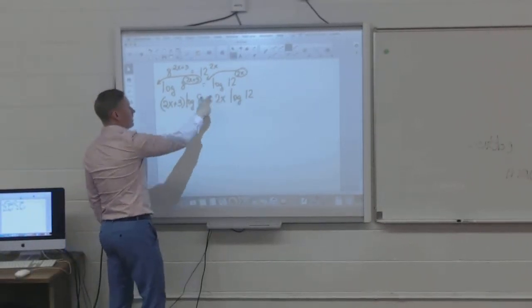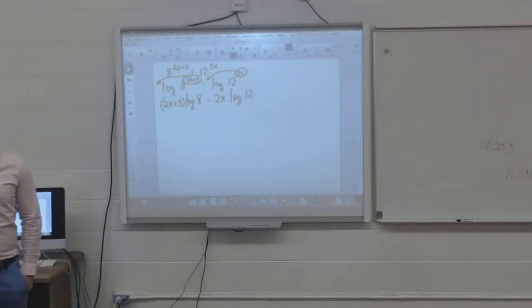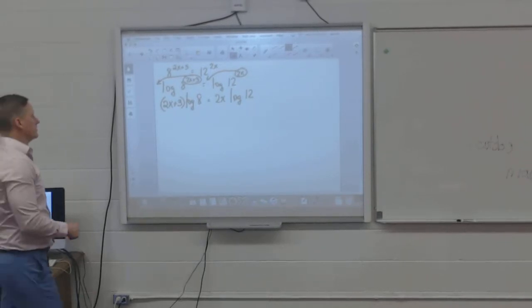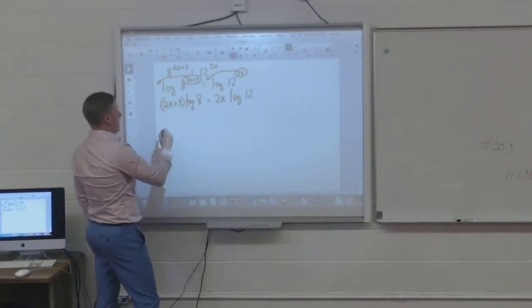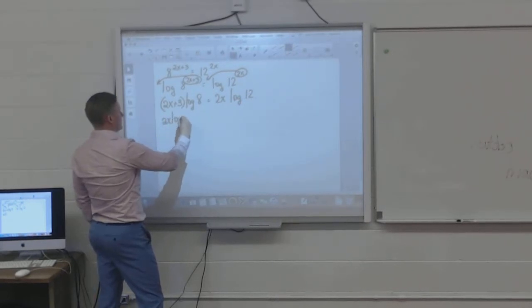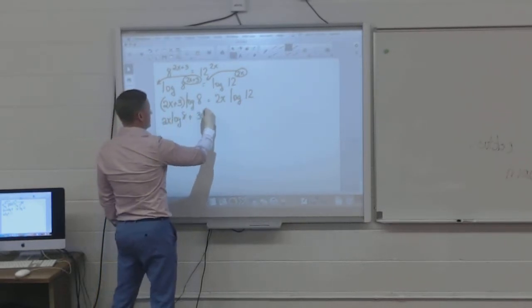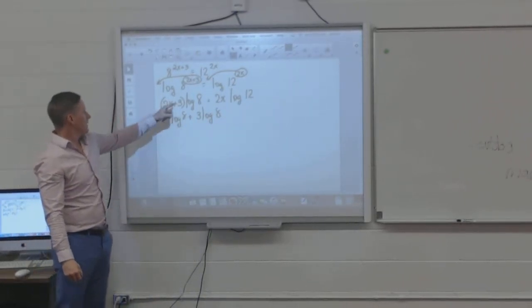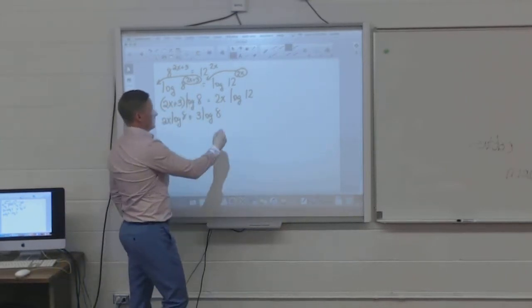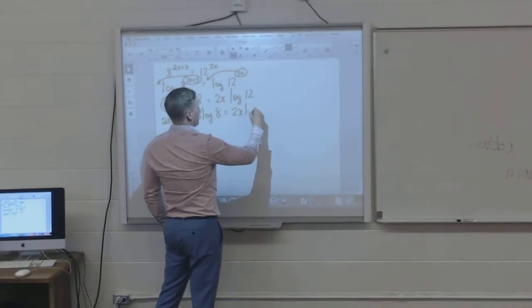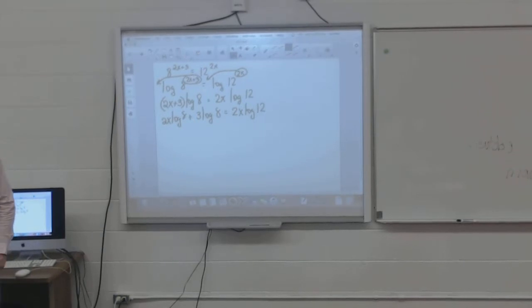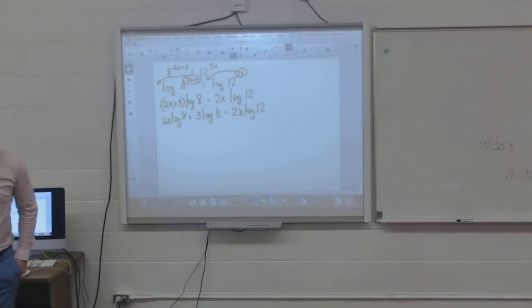What base are these two logarithms in right now? 10. They're in base 10 because I don't have a number there, which is what your calculator works in. So we've got that also figured out. So I'm going to distribute this through the brackets. So I get 2x log 8 plus 3 log 8, equals 2x log 12. So far so good. Any questions about that? All I did was distribute.